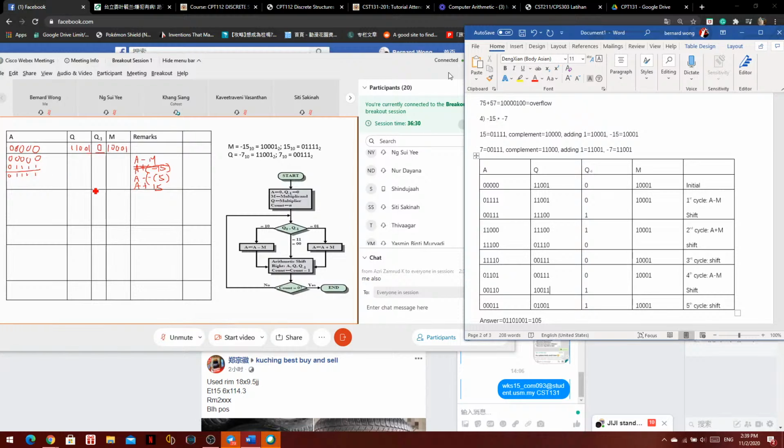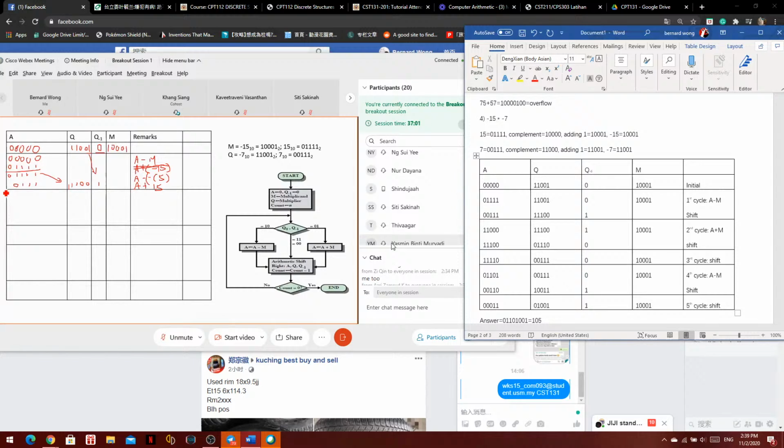After that, you shift A, Q, and Q -1, everything shifts to the right. This one is thrown away. This one shifts here, so this one becomes 1. Then this one is 0. This one becomes 0. This one becomes 0,1,1. And then this one goes here, so this one becomes 1. And then this one comes here, 1,1,1,0.